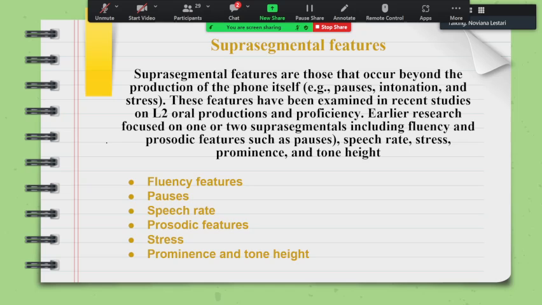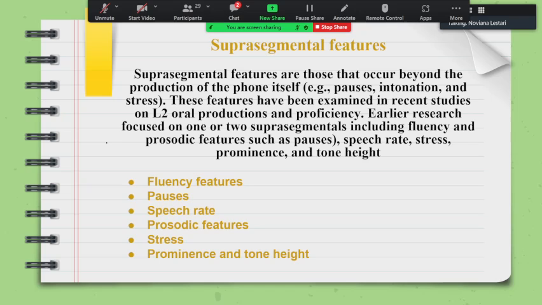Next, we have speech rate. Speech rate is measured by dividing the total number of syllables by the total speaking time, which includes all pauses between runs. Some researchers also consider hesitations and false starts when counting the number of syllables.